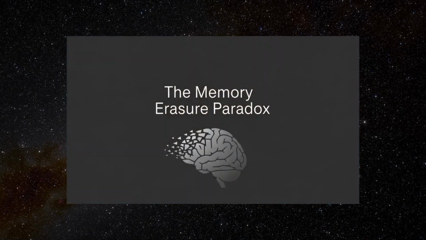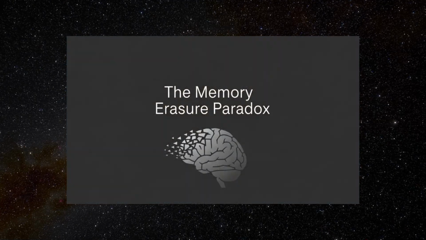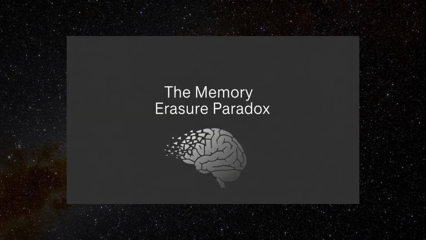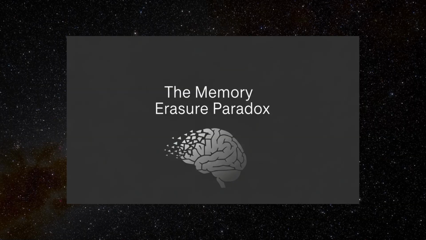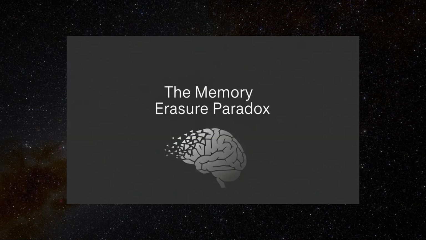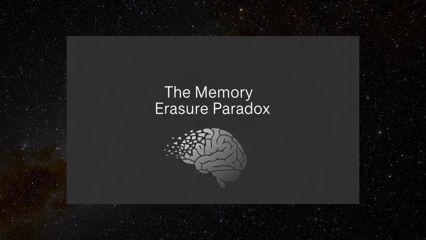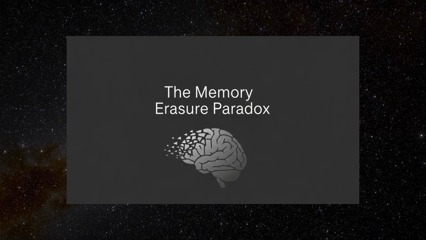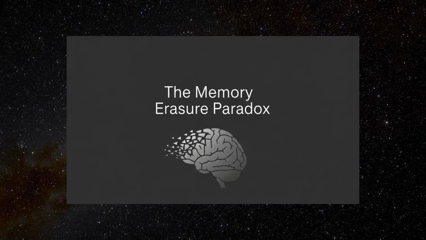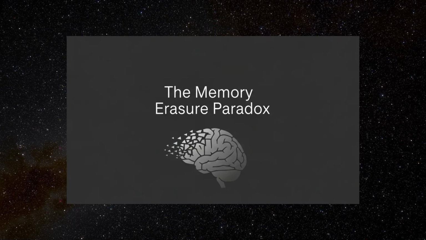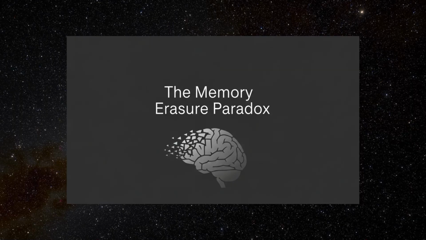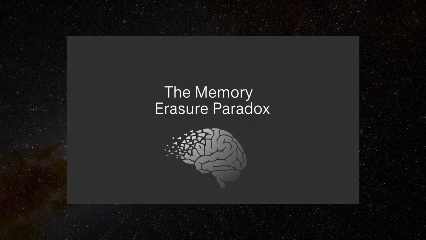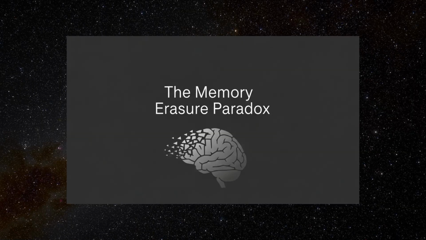The Memory Erasure Paradox. The Memory Erasure Paradox is a philosophical and logical puzzle that arises when we consider the implications of deliberately erasing a memory, especially when the memory in question is about the erasure itself. It touches on themes of identity, consciousness, time, and self-reference, creating a loop in which knowledge and ignorance collapse into contradiction. The paradox is best illustrated through a thought experiment.